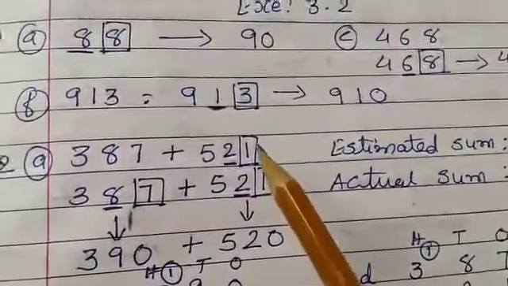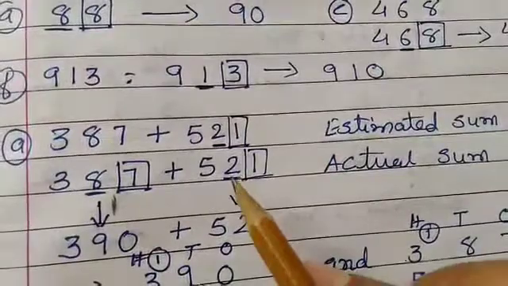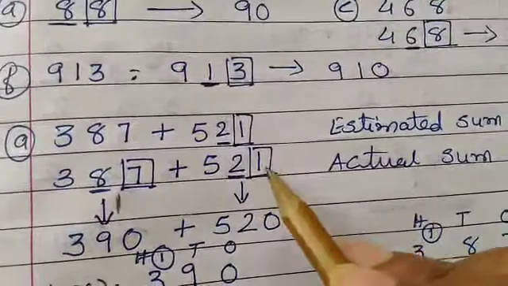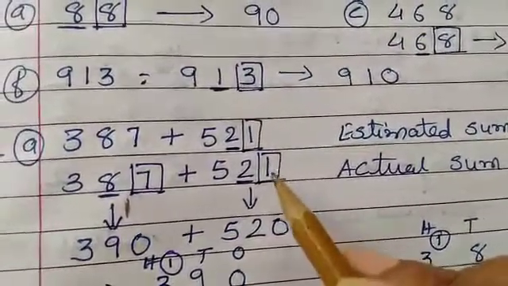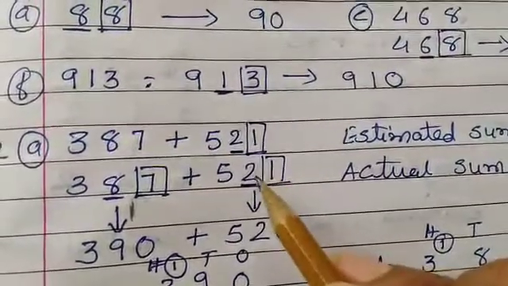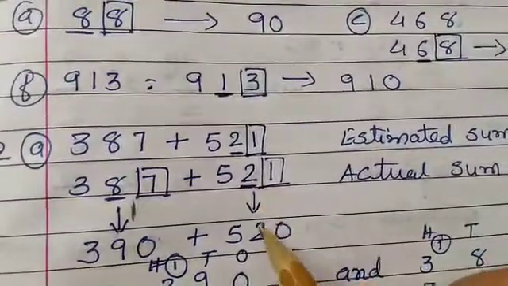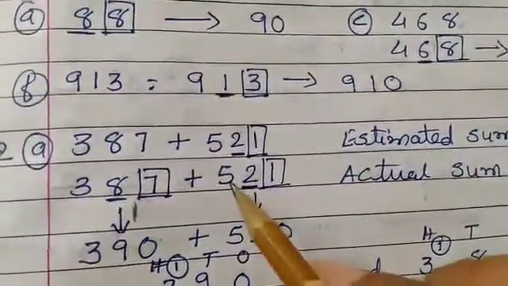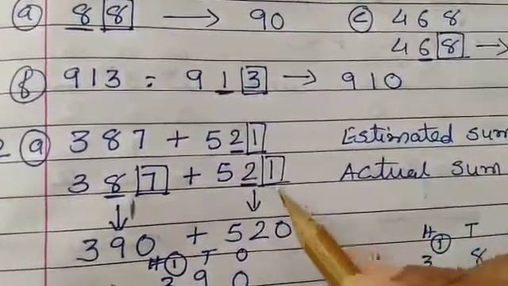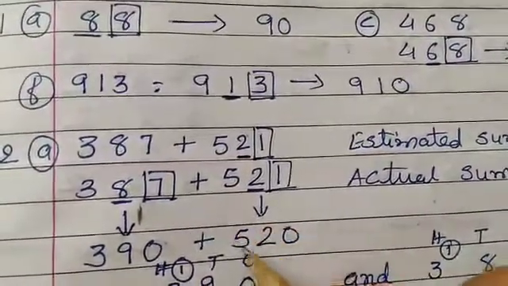Now we will round off the next number, which is 521. Here also the tens place digit will be underlined. We will observe the ones place. Here the ones place digit is 1. So if the digit in the ones place is less than 5, then the digit in the tens place will not change. It remains the same. So 2 will be 2 only, 5 will be 5 only, and the ones place digit becomes 0. So our estimated number is 520.